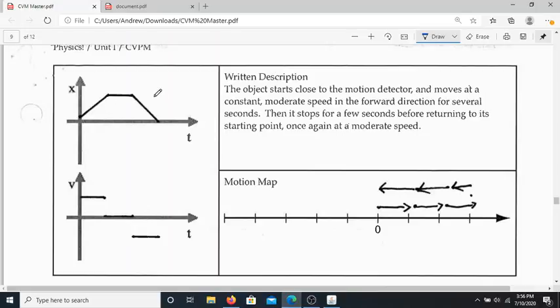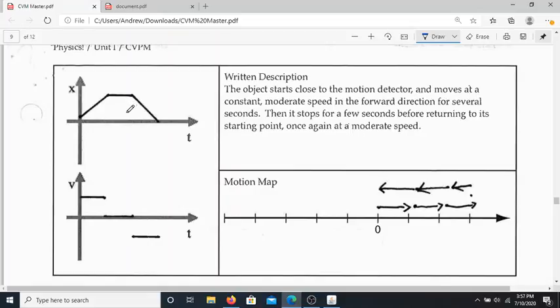And we know when we're drawing a position-time graph, when something stops, we draw just a horizontal line at that position to signify this position is not changing. And then it turns around. It says return to a starting point, so it turns around once again at a moderate speed. It's now going in the negative direction, but the steepness of the slope is still the same. All right? It's just now going in the negative direction.